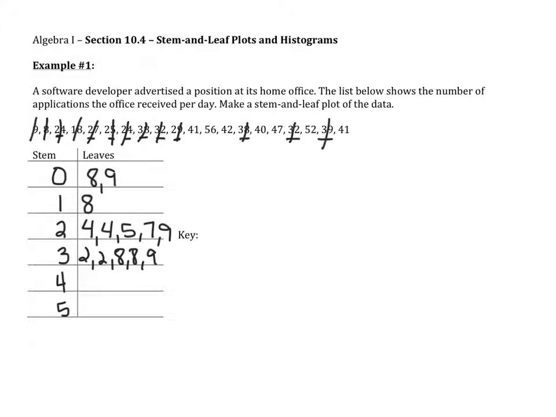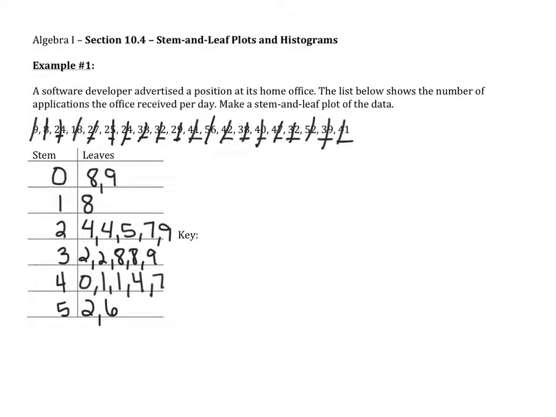Moving on to the 40s, we have 41, 42, 40, 47, and 41. So again, we're going to go in order. To represent 40, we would just put a 0. Then we had 2 41s. And we have a 42. And finally the 47. And then for the 50s, it looks like we just have a 56 and a 52, so I'm going to put a 2 and a 6.